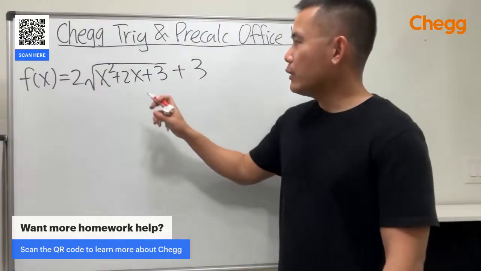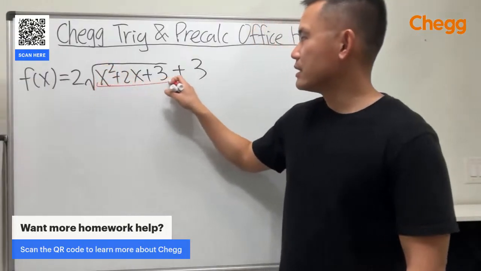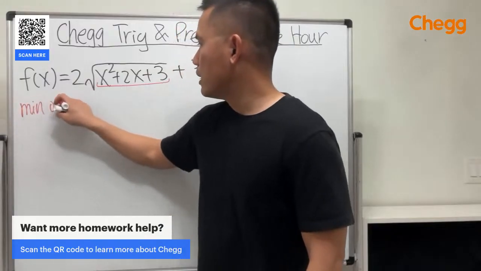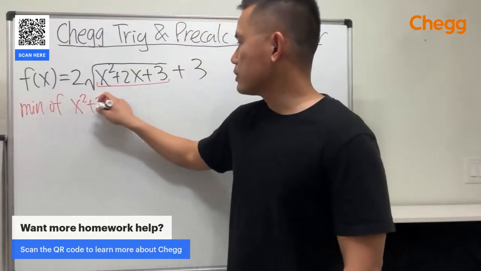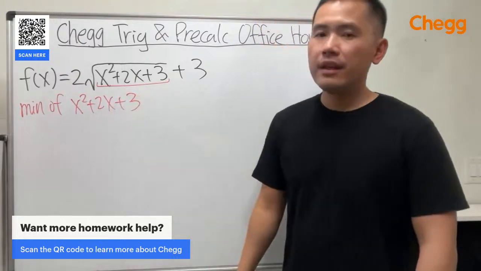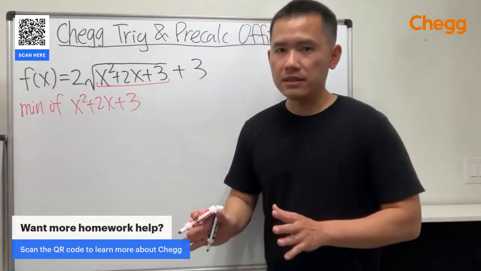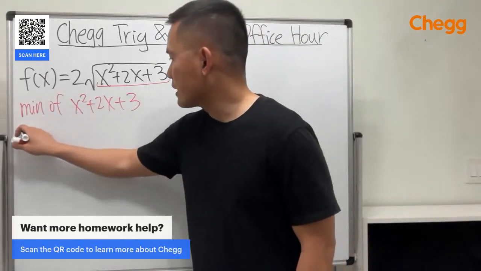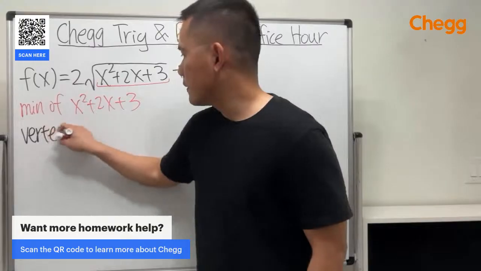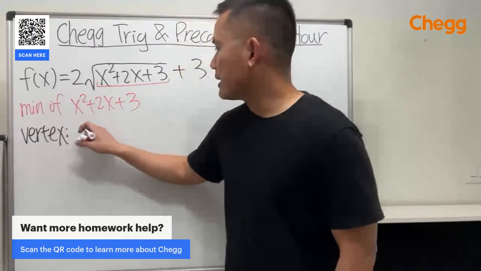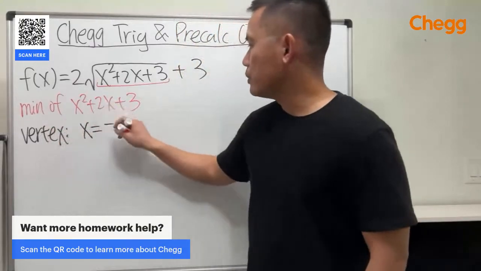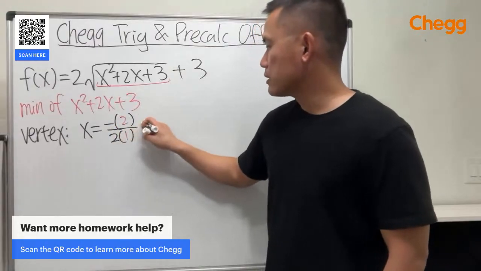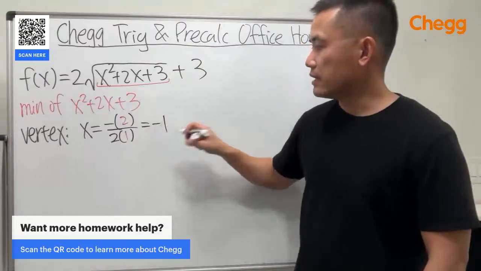Right here, we have to find the minimum of the inside first. So we need to get the minimum of x squared plus 2x plus 3. Let's just be consistent and use the vertex formula that we did earlier. So the vertex is going to be at x equals negative b over 2a, which is negative 2 over 2, which is negative 1. So the vertex is at x equals negative 1.